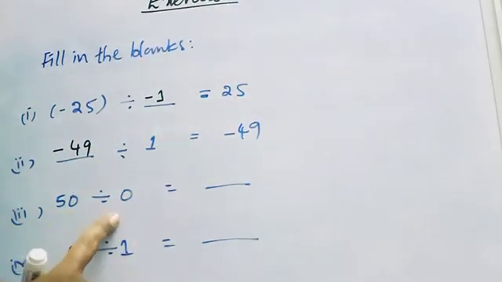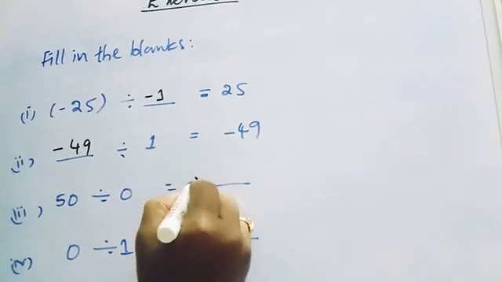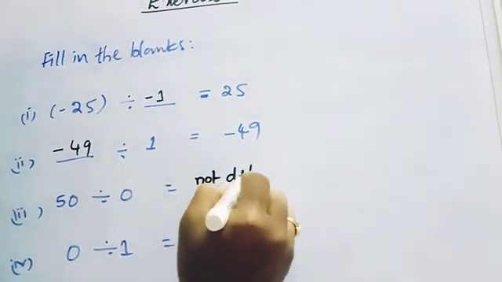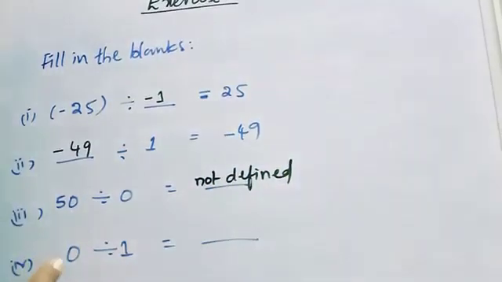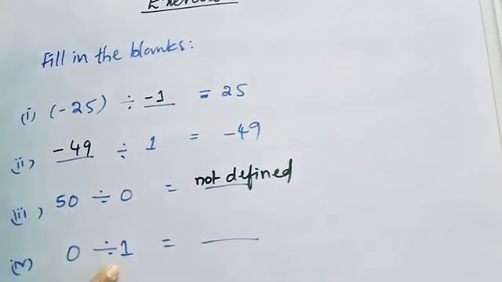So 50 divided by 0. Whenever you are dividing any number with 0, we can't define the answer, it is not defined. The last one is 0 divided by 1, obviously we will get 0.